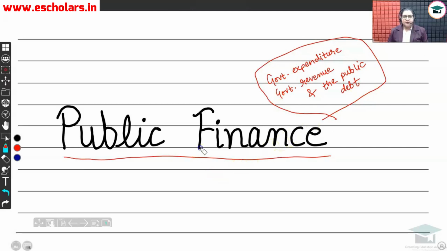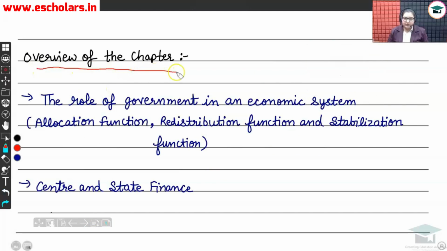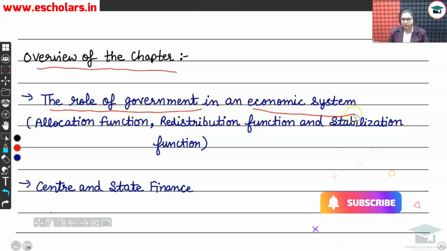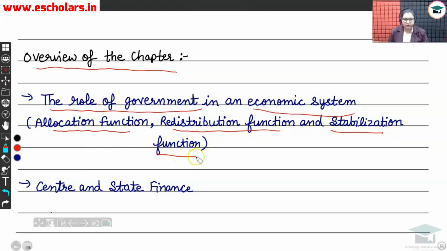Okay, so let's have a look at the overview of the chapter. Basically the overview of the chapter covers what we are going to cover in this particular chapter. So students, in this chapter we are going to cover the role of government in an economic system, that is the functions performed by the government in an economic system. Basically we are going to cover the three major functions of the government performed in an economic system, and those are allocation function, redistribution function, and stabilization function.